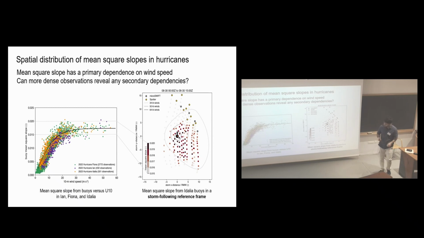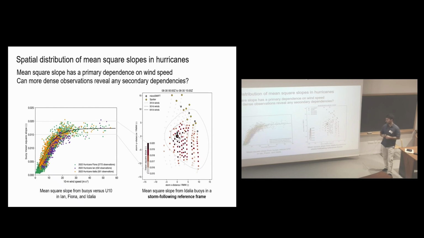And then what I've done here is I've taken those buoy observations in time, and I've colored their mean square slope on this color scale right here, so as it gets redder, the mean square slope is higher. But really, we don't glean a whole lot from this plot, right?